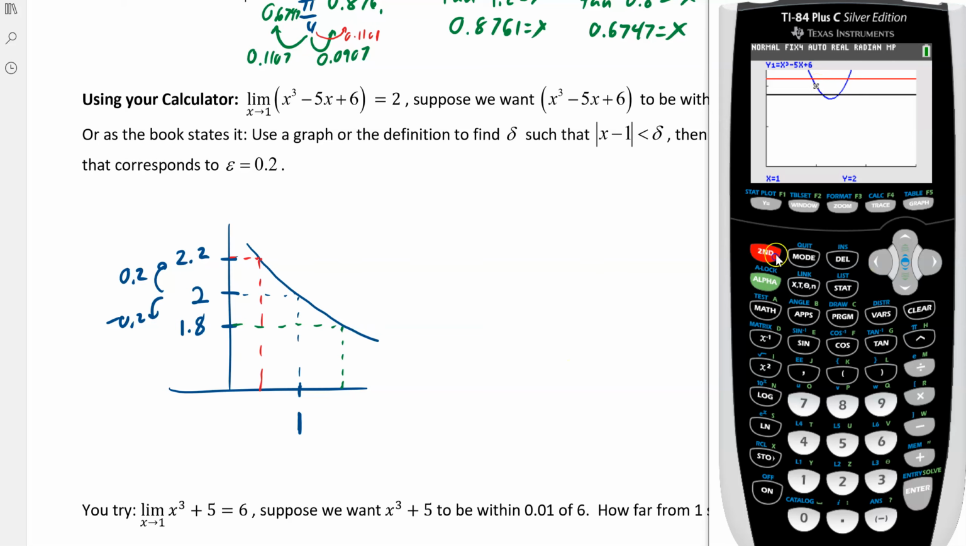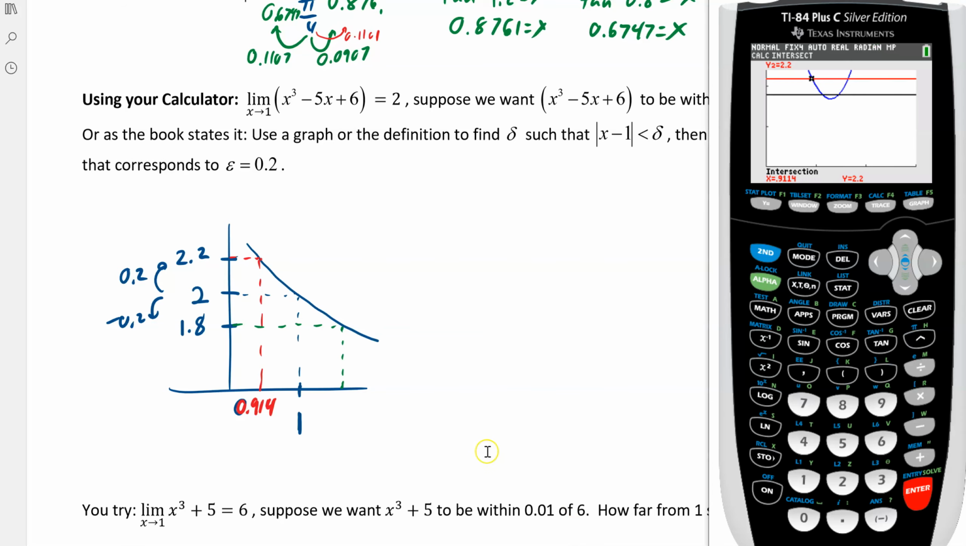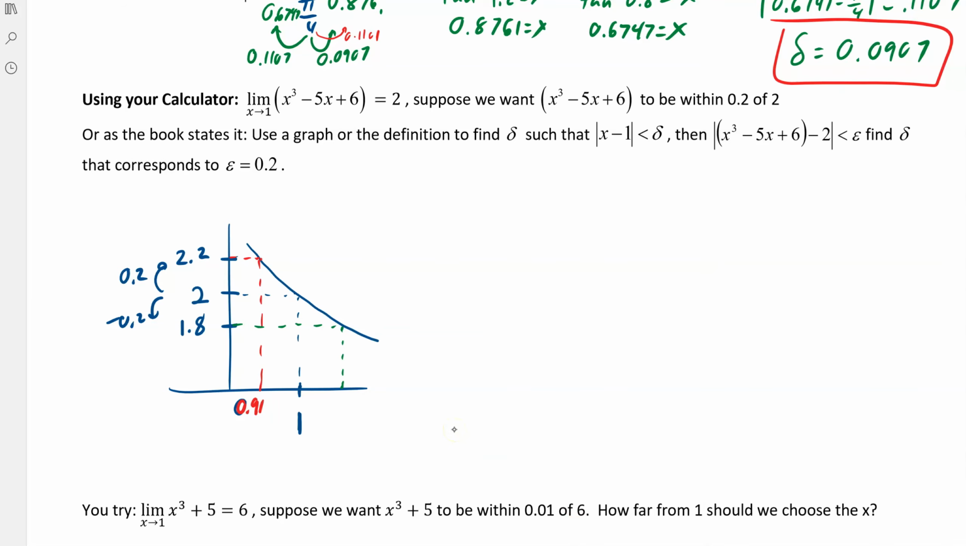Okay, so you're going to go second, calc, intersect. And we'll do the red one first, the top one. So blue and red, enter. And so the red one, which is our first point down here, is 0.911141. I already forgot it. I got to go back. 114. Trust your instincts. It was 114.